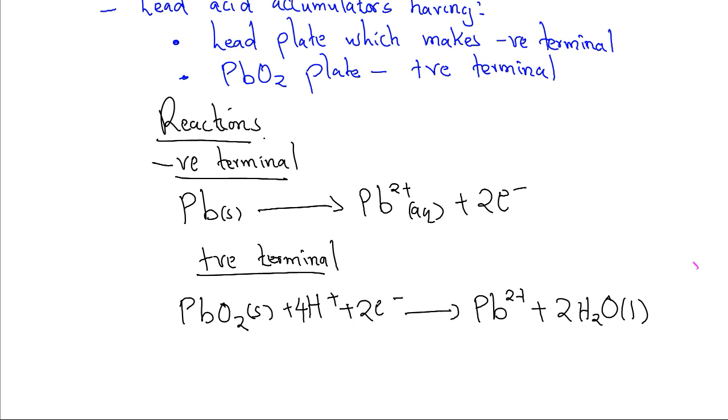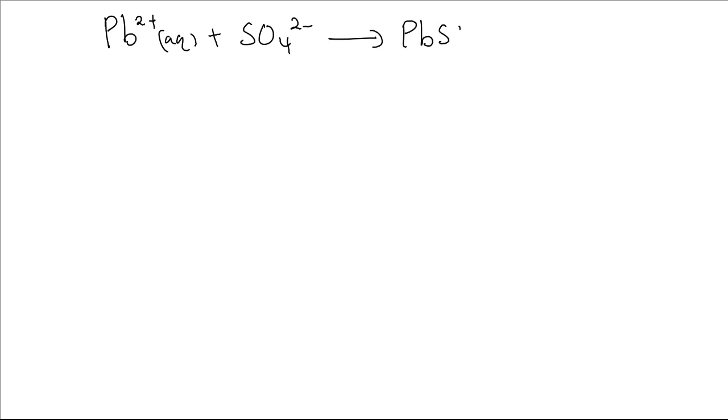The lead ions get into the acid and react with sulfate ions from the acid, leading to formation of insoluble lead 2 sulfate. Lead ion reacting with sulfate ion forms lead 2 sulfate that is insoluble.